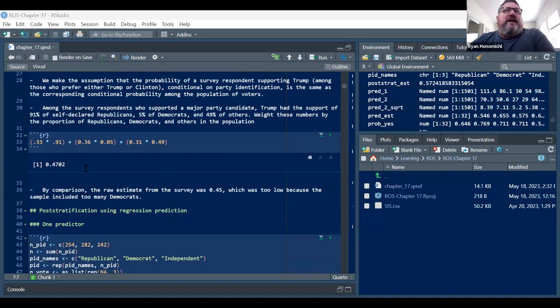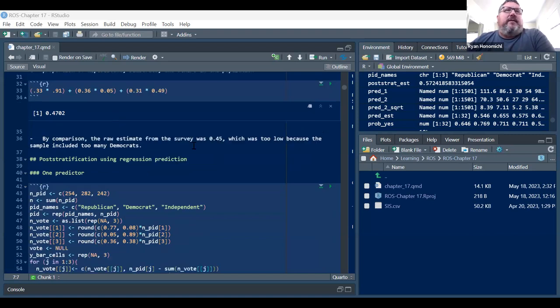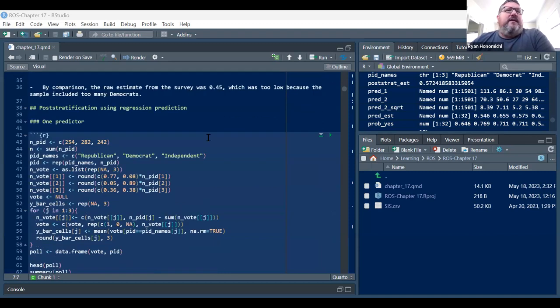If we were just to add up the percentage of people that supported Trump, it would be only 45%. So this weighting gives us a better estimate of what's going on by taking into account some information about the sample. This is only one piece of information; I'm only doing the one variable adjustment. You can do tons of variables if you want.